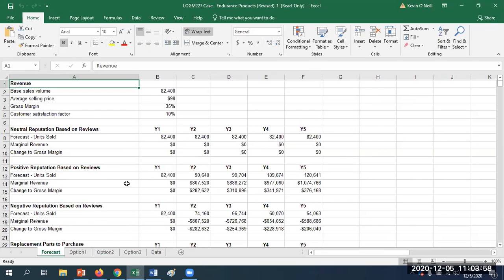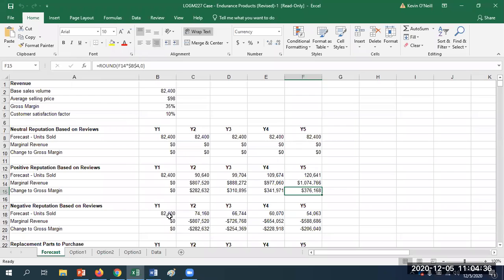If my reputation scores are positive, then I'm actually going to grow every year. The first year, I'm geared up to sell 82,400 like I always have, but after that I'm going to keep growing, and there's going to be a growth rate here. That translates to additional revenue over and above. See, this is where I said this is a marginal analysis. This is over and above what I'm already making, the additional revenue I'm going to get, and this is the change to the gross margin year by year.